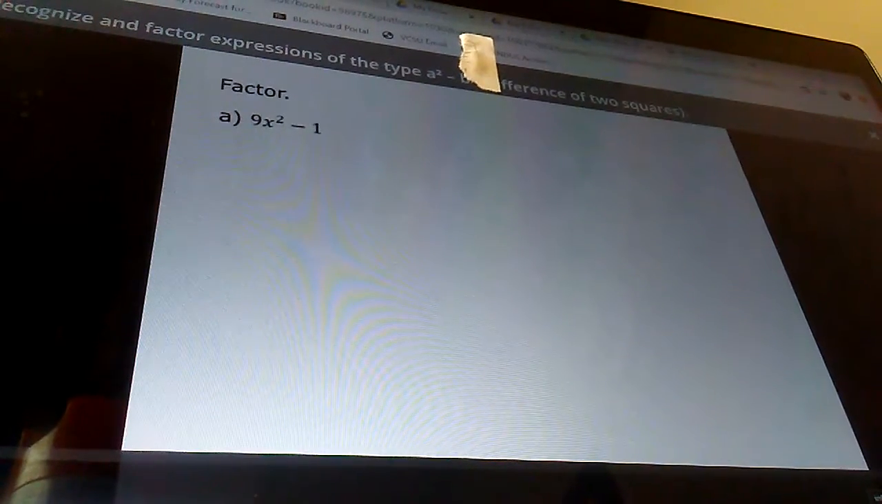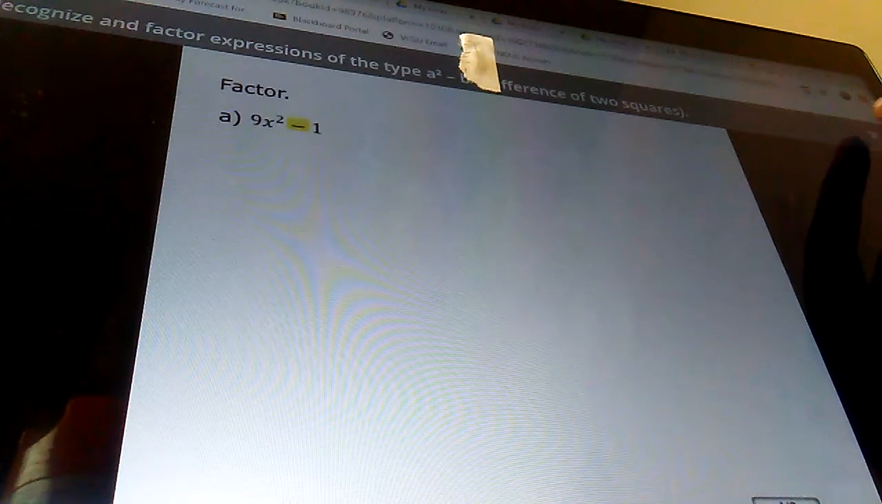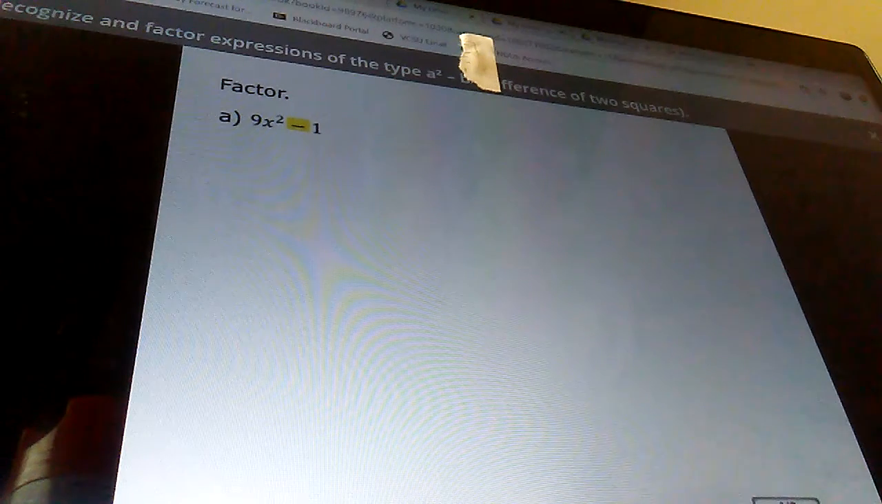Part A, we're going to factor 9x squared minus 1. This polynomial has only two terms. Notice that 9x squared is a perfect square. 3x times 3x is 9x squared. Similarly, 1 is also a perfect square. 1 times 1 is 1. Also notice that the operation between the two terms is subtraction.